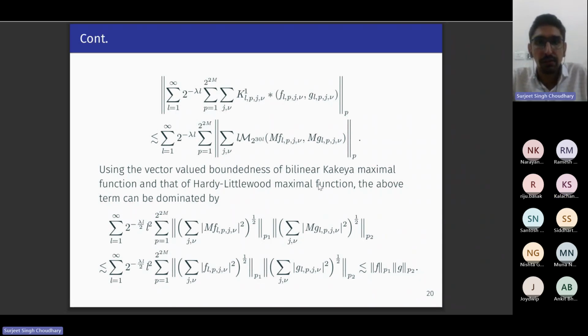Surjeet: Yes, so here p1, p2 are strictly bigger than 2 or greater than or equal to 2? Yes, p1, p2 are bigger than or equal to 2, because we are using Littlewood-Paley for arbitrary intervals. Okay, greater than or equal to 2. Okay, thank you.